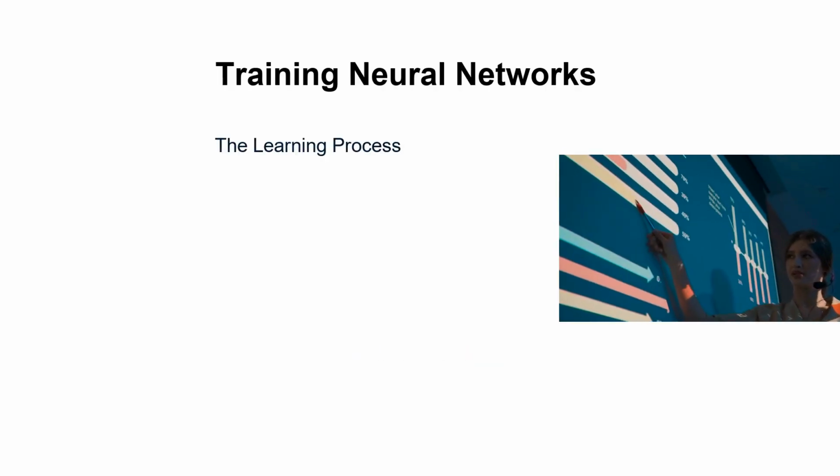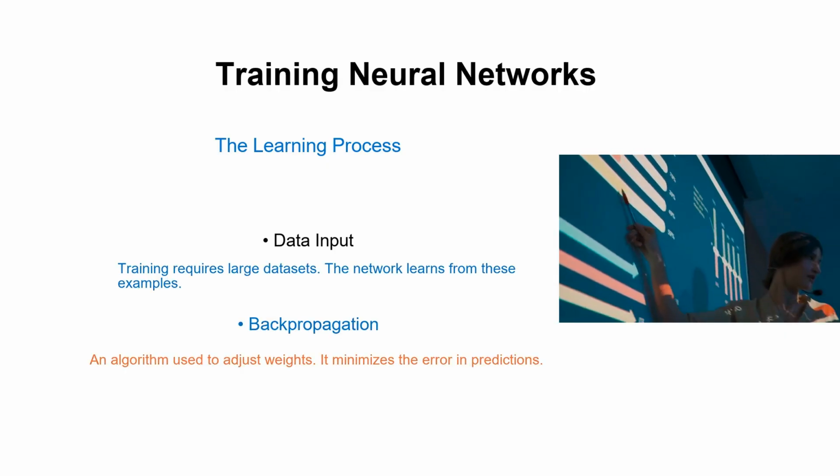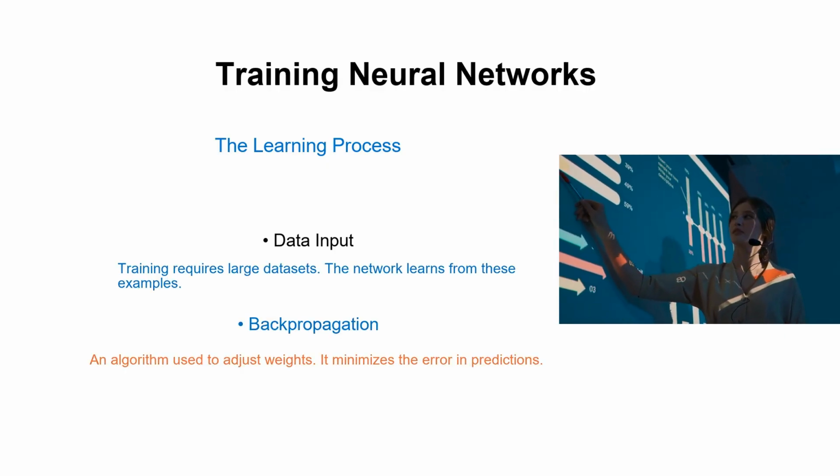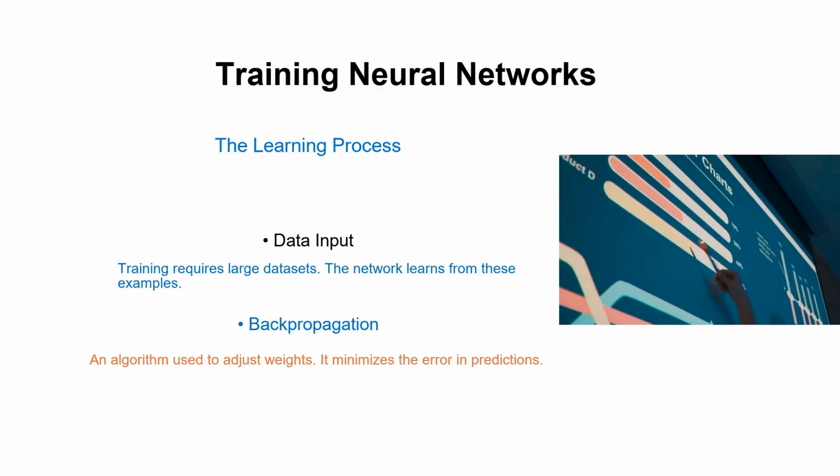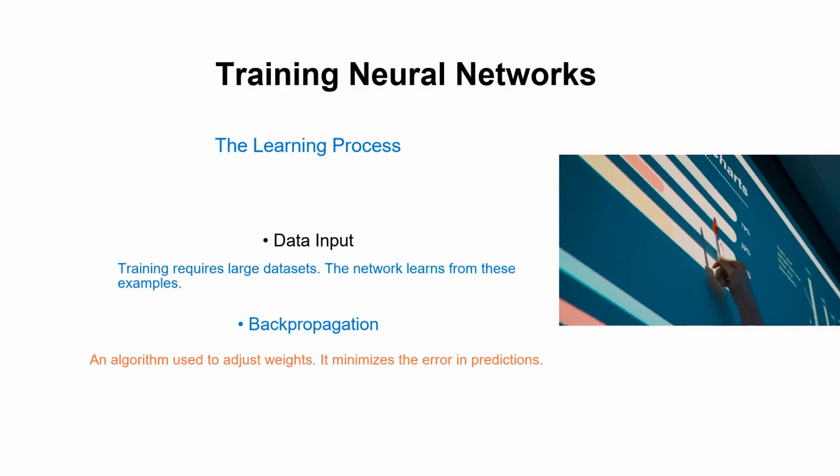Training neural networks involves feeding them large datasets. They learn from these examples through a process called backpropagation, which adjusts weights to minimize prediction errors.